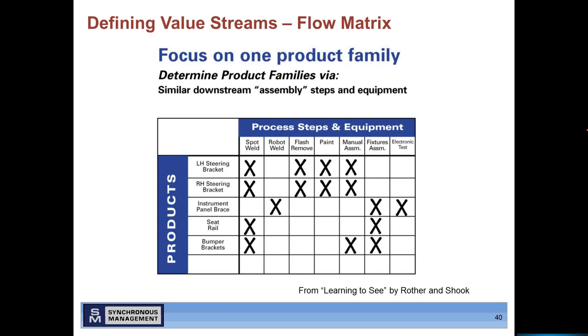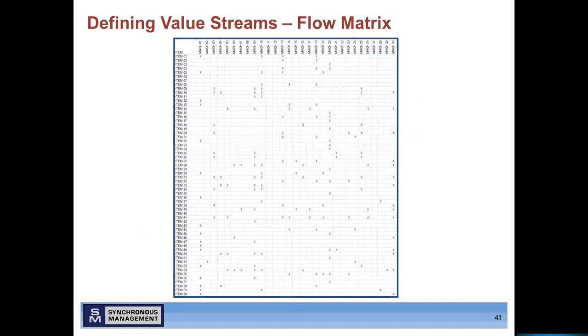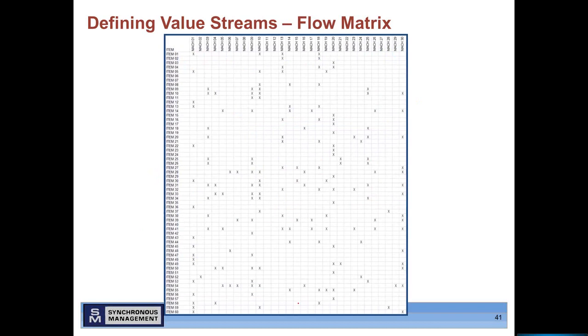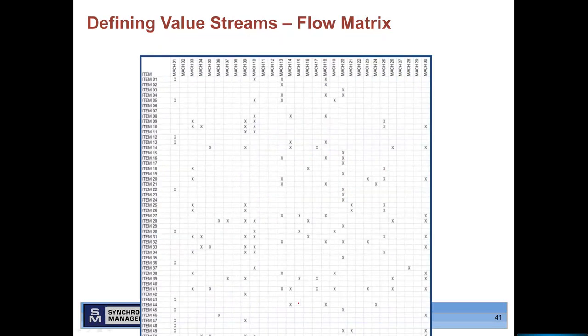Now, what John and Mike talk about is, lay out your products on the y-axis, lay out your production processes on the x-axis, and then just indicate for each item what processes it goes through, and you'll see families emerge. They kind of magically emerge from this. Okay, I could treat left and right-hand steering brackets the same. They go through the same value stream. Okay? The real world is never that simple, of course. I could have hundreds or thousands of items, and I could have hundreds of machines. How the heck am I going to define value streams in a case like that?